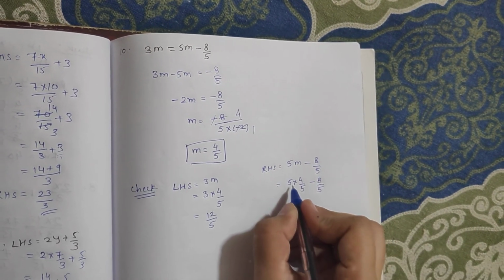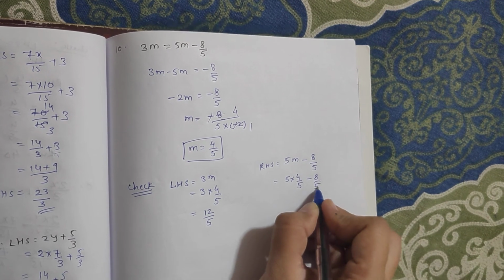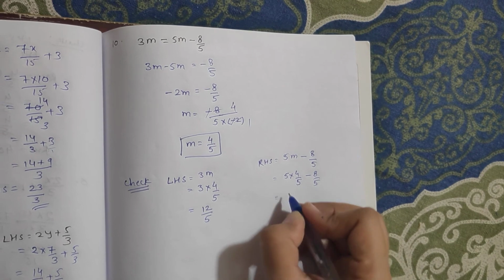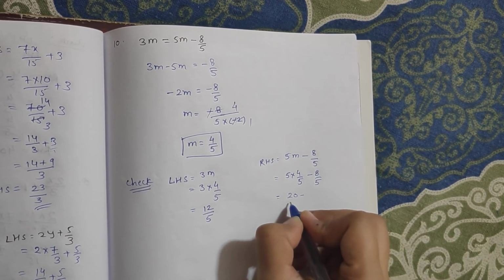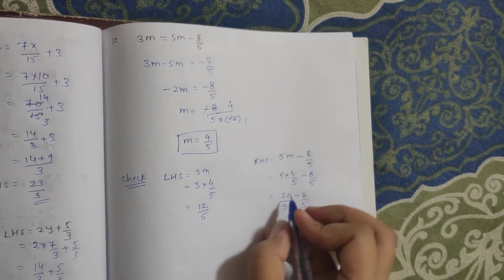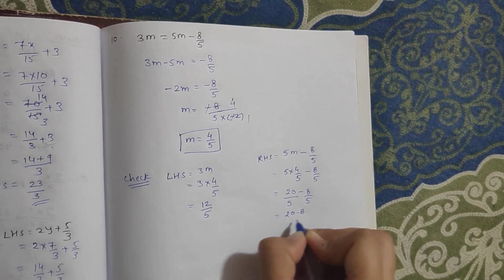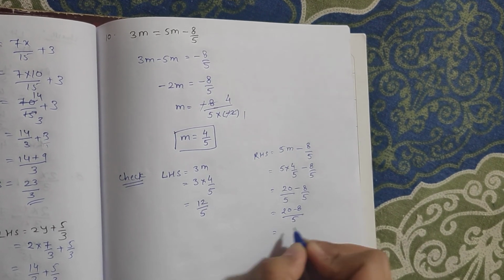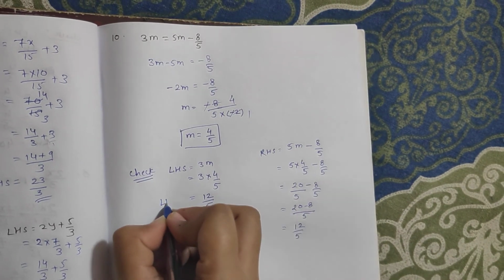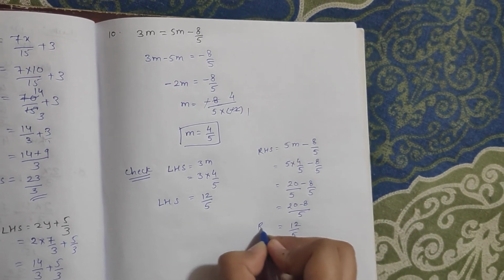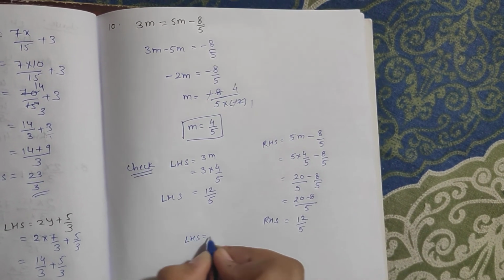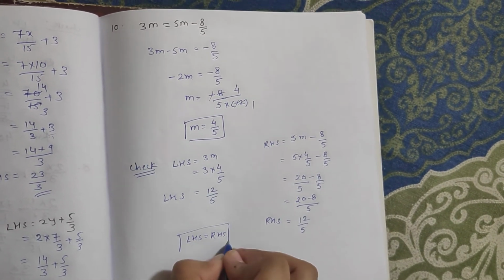Okay, now either you cancel this 5 or to have the denominator same, first multiply. Both are correct. Okay, so it will be 5 4s are 20, 20 upon 5, and this minus 8 upon 5. Now denominator is same, so it will be 20 minus 8 whole upon 5. That is nothing but 20 minus 8, what is it? It is 12 upon 5. So our LHS is 12 upon 5 and RHS is also 12 upon 5. So here we'll find that LHS is equal to RHS. Hence our solution is correct.